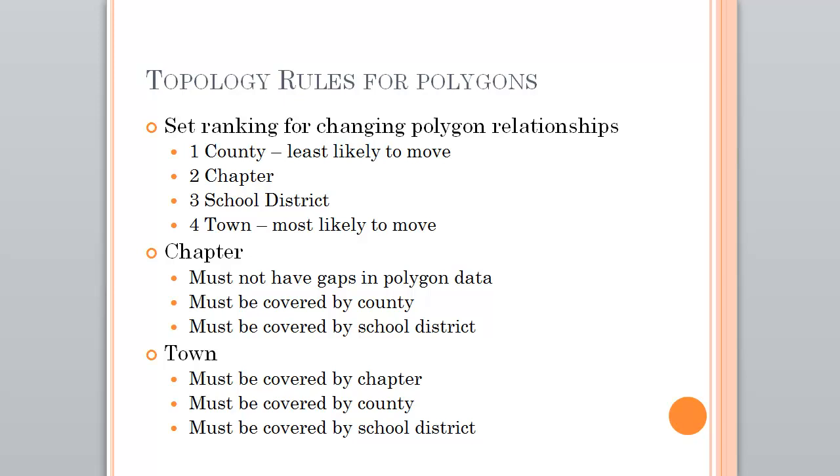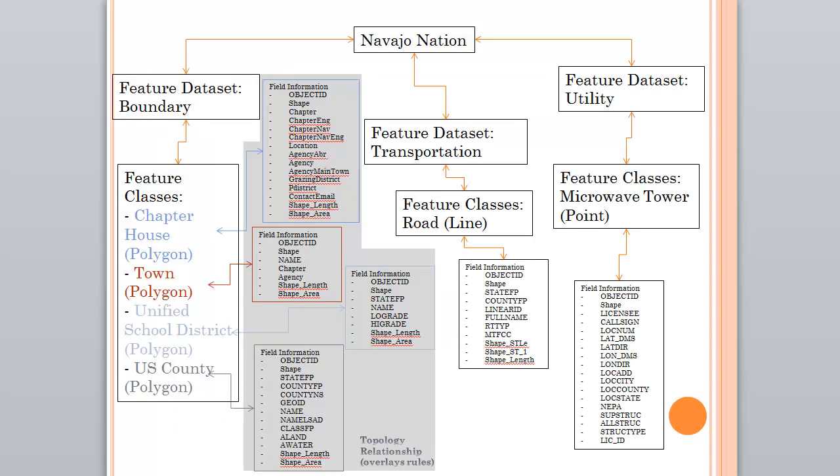My chapter and my town information were pretty similar. For my chapters, I didn't want overlaps or gaps in my polygon data, and I wanted to make sure that each of the chapters was covered by one county or two U.S. counties, as well as serviced by a school district. The town must be covered by a chapter, county, and a school district to make sure that people are being serviced in those areas by the correct group.